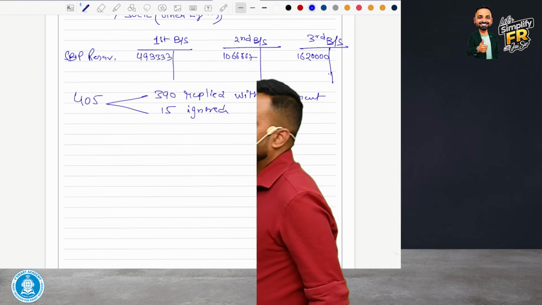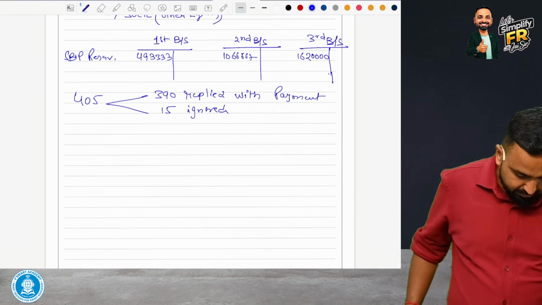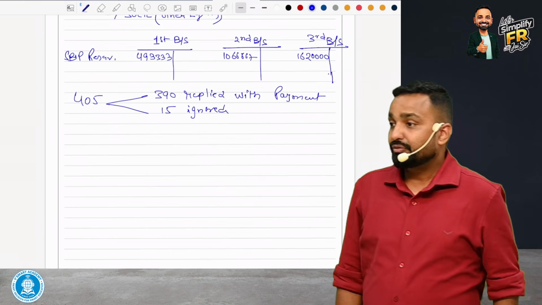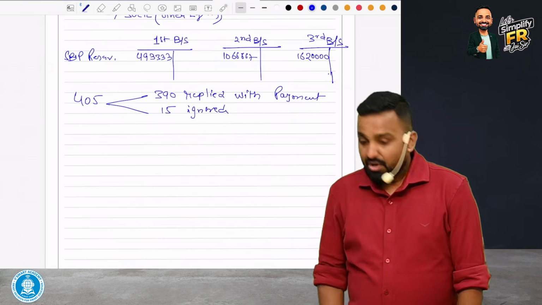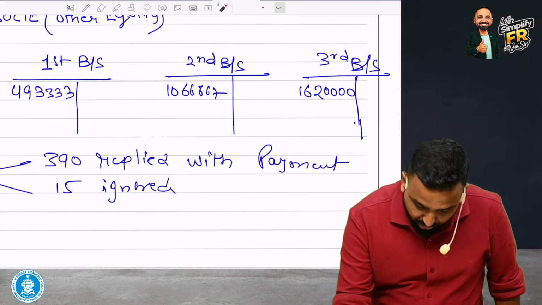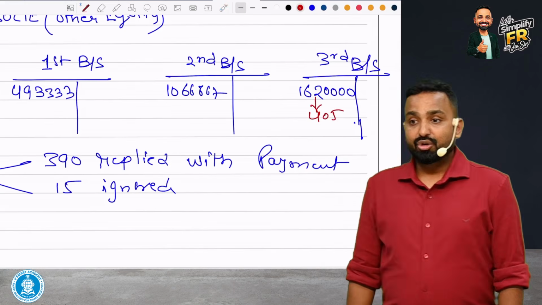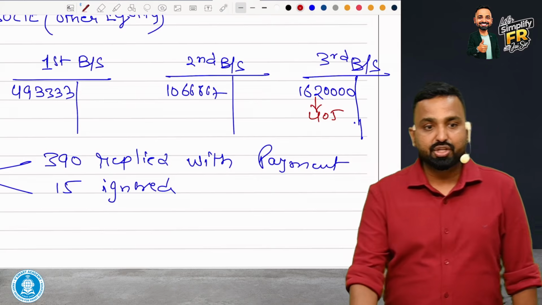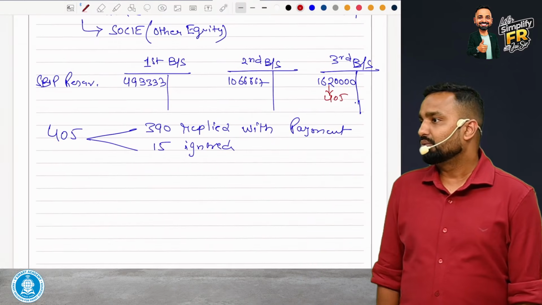Tell me, to whom do I need to give the shares? 390? What about the 15 employees? The offer is lapsed. But I have already created the reserve for them also. Technically, this reserve is for the 405 employees, but actually I am issuing the shares to 390 only. What about the reserve belonging to 15 employees? What will I do?